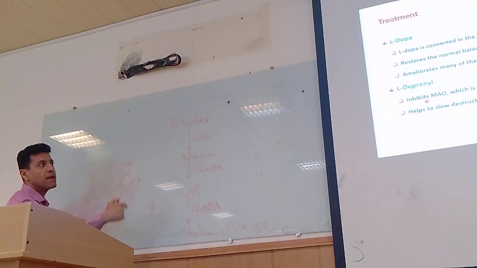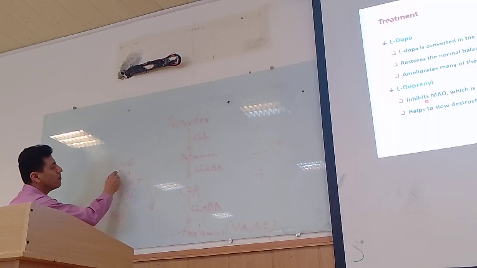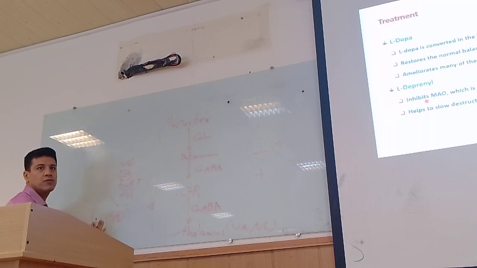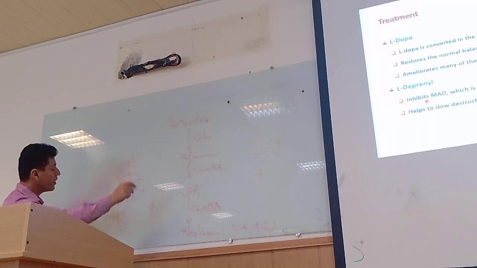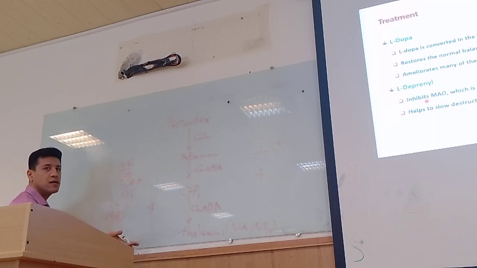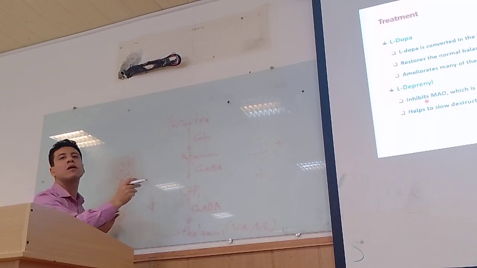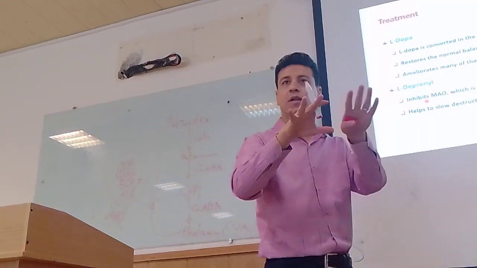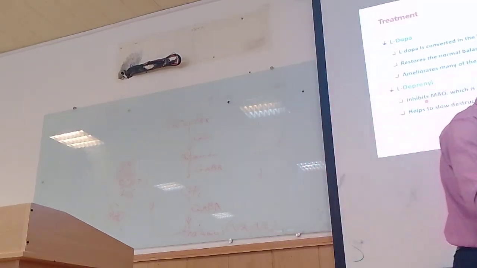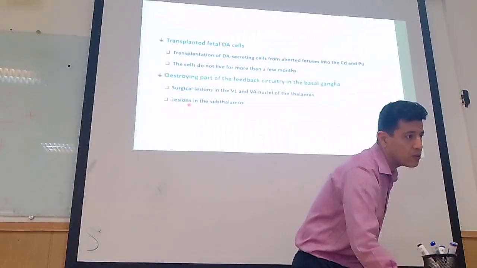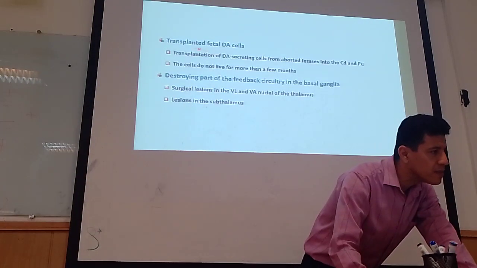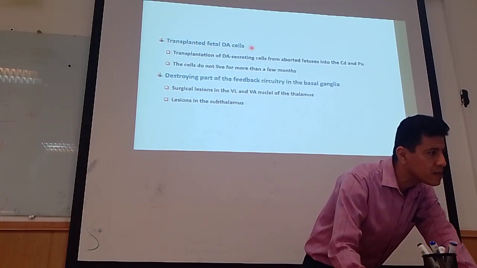So in this patient, you have loss of dopamine. In order to increase the level of dopamine, you can inhibit this enzyme. Okay? So L-deprenyl inhibits the enzyme. So all of these are increased in the brain. One of them is dopamine. Dopamine can compensate for the loss of the dopamine in the brain. Okay? There are also some other treatments like transplanting fetal dopamine cells, destroying some part of the basal ganglia.